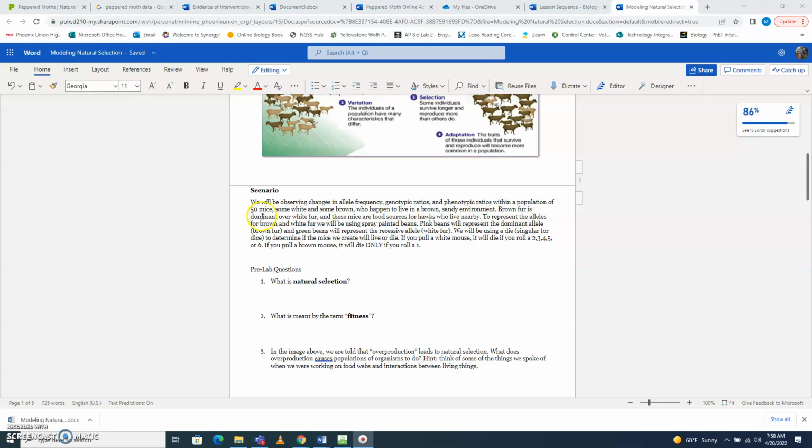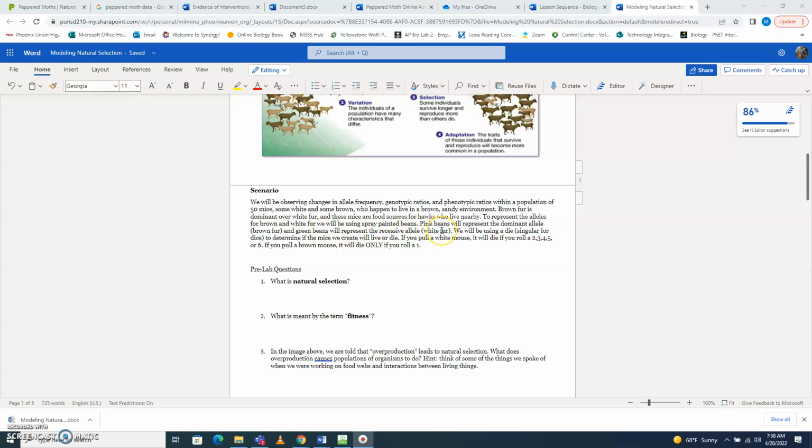Brown fur is dominant over white fur. And these mice are food sources for hawks who live nearby. So it looks like there's a predator, the hawks eat the mice. To represent the alleles for brown and white fur, we will be using spray painted beans. Pink beans will represent the dominant allele, which is brown fur, and green beads will represent the recessive allele, white fur.